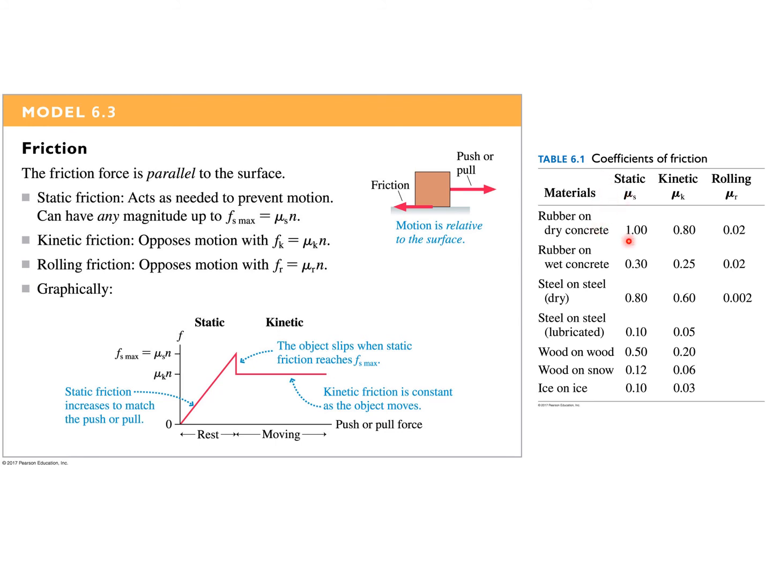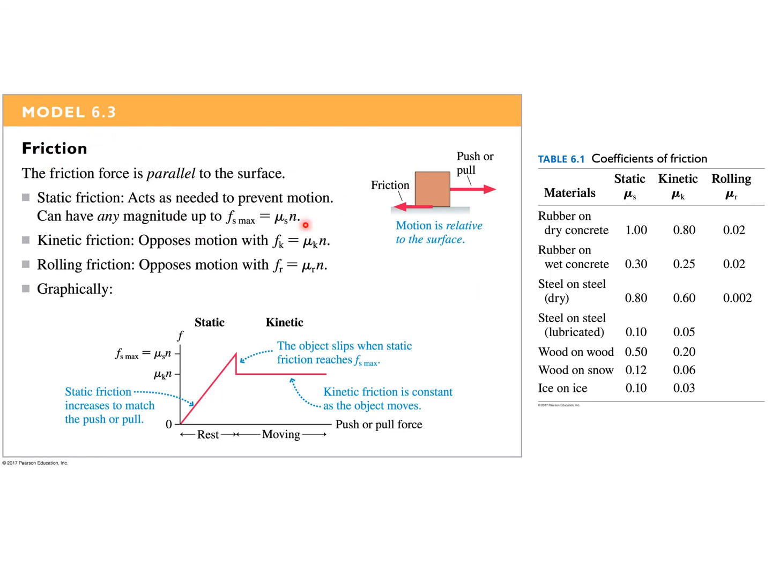So if we look at our values, we can see that the coefficient of static friction is larger than the coefficient of kinetic friction, and those are both larger than the coefficient of rolling friction. So it is easier to roll an object in comparison to translating the object on a surface.